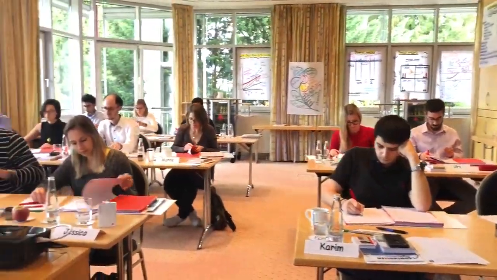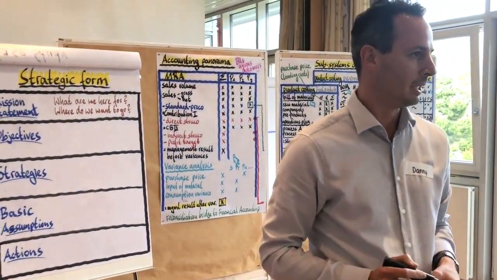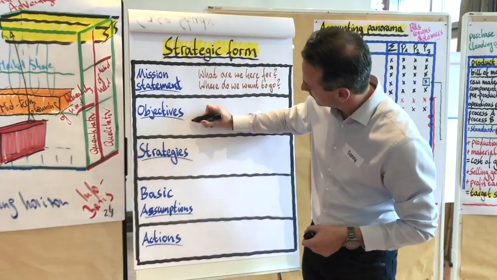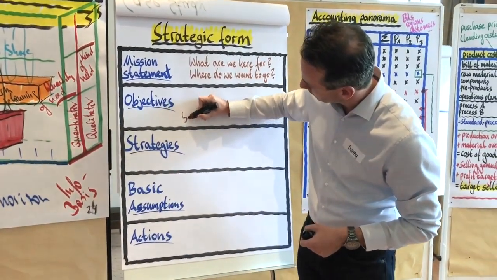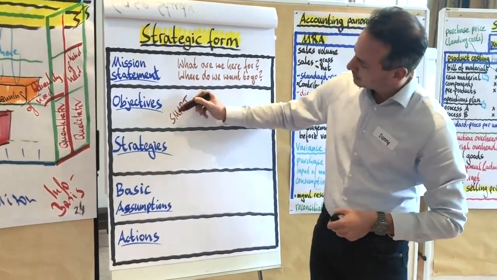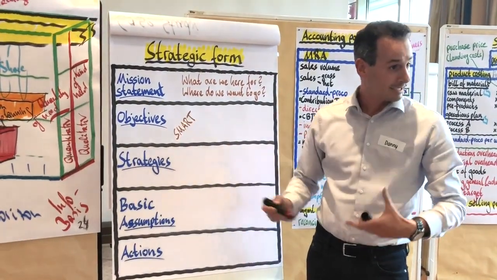After defining the mission statement, you ask yourself what kind of objectives you want to achieve in your company. So we talked about objectives already. Important is that they are formulated in a smart way. The meaning of SMART was specific, measurable, achievable, realistic, and time-bound.